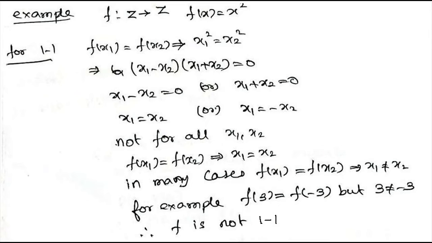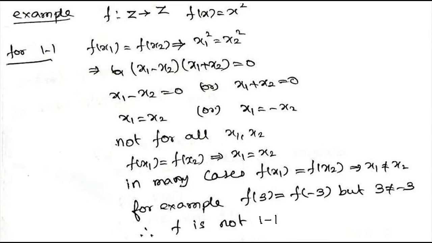So it is not true for all x1 and x2 that f of x1 equal to f of x2 gives x1 equal to x2. We give a counterexample to prove it. Let f of minus 3 and f of plus 3, both are equal to 9, but 3 and minus 3 are not equal. Thus, f is not one-to-one, it is many-to-one.